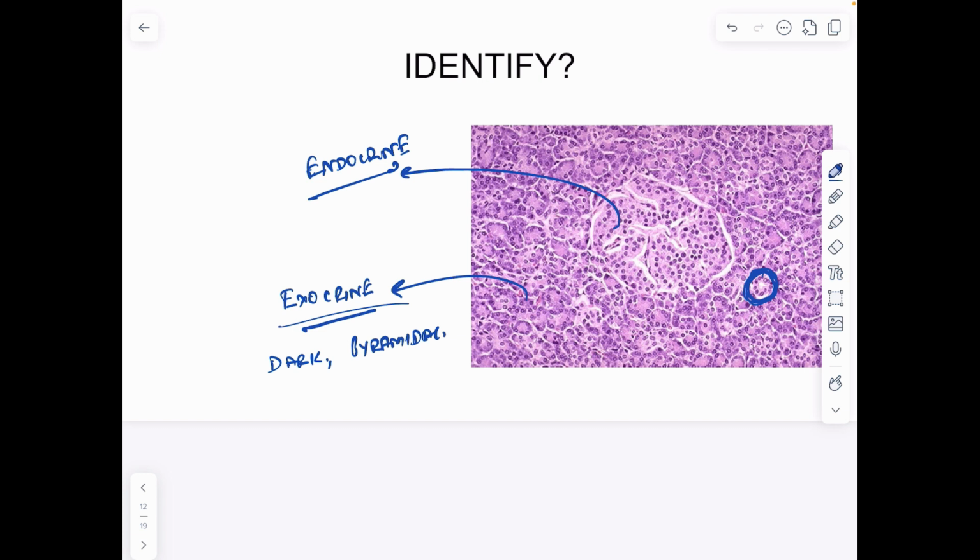The ducts present in the exocrine pancreas are visible in the exocrine region but not in the endocrine region. They are absent in the islets. So hopefully everything is clear, and on the basis of this you will be able to identify that it is a histological slide of a normal pancreas.